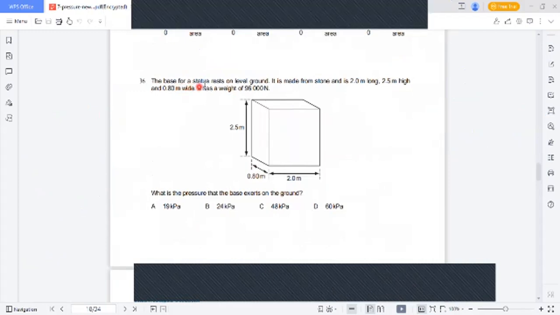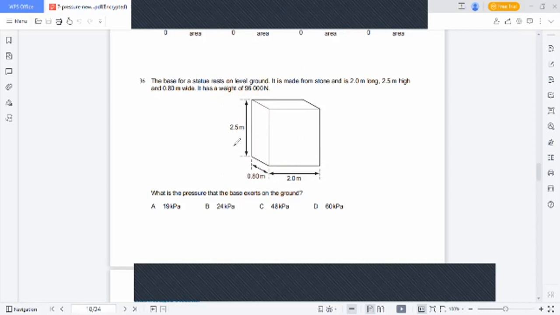The base of a statue rests on level ground. Okay, here is a base. It is made from stone and is 2 meter long. It is 2.5 meter high, this one, and 0.8 meter wide. It has a weight of 96,000. What is the pressure that the base exerts on the ground?